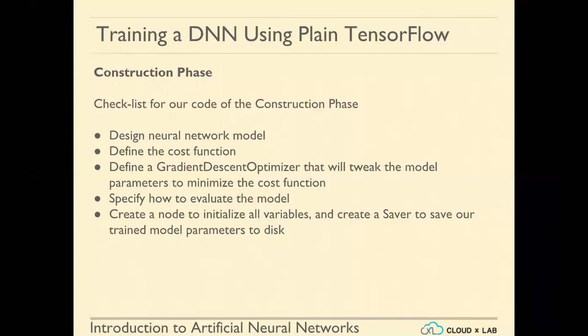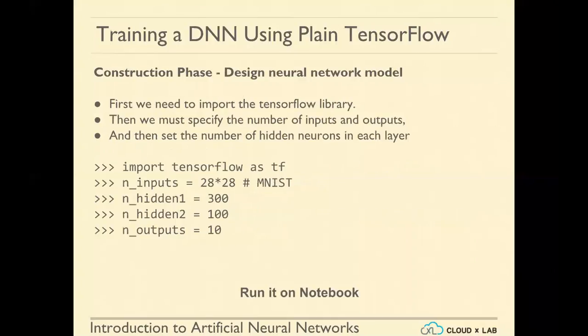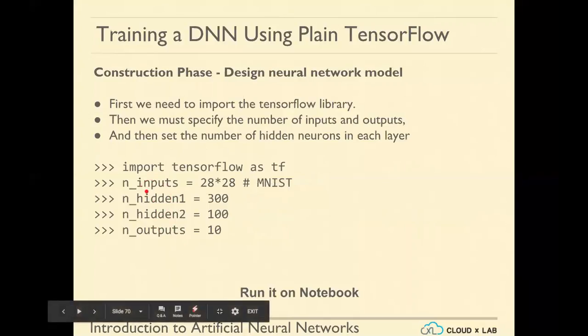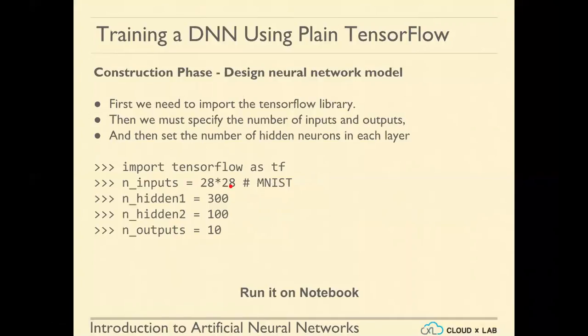Okay, so we'll specify how to evaluate a model, create a node to initialize all the variables, and so on. All right, so let's get started. So first we need to import the TensorFlow library, and then we must specify the number of inputs and outputs. And then set the number of hidden. Basically, we are defining these variables. Okay, we are saying our total number of inputs are going to be 28 by 28 because that's what our input data is. Our MNIST data has images, each image has dimensions equal to the number of pixels, which is 28 by 28.